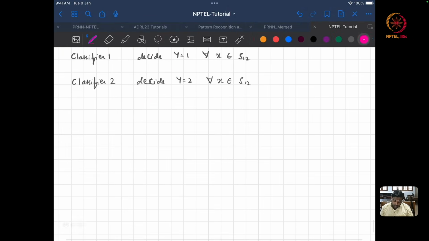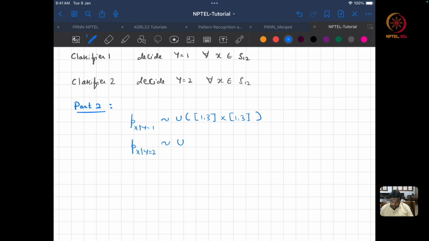Now this, I prefer to call it part 2 of this problem. Here the class conditional given y is equal to 1 is uniform on [1,3] cross [1,3], and given y is equal to 2 it is uniform on [2,5] cross [2,5].